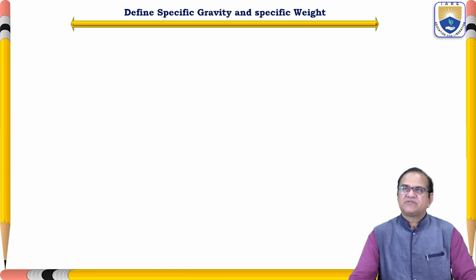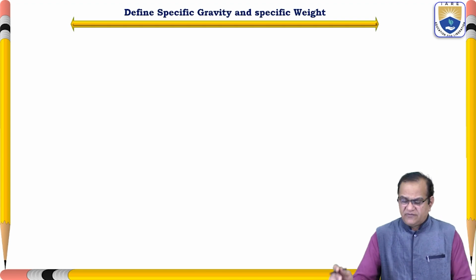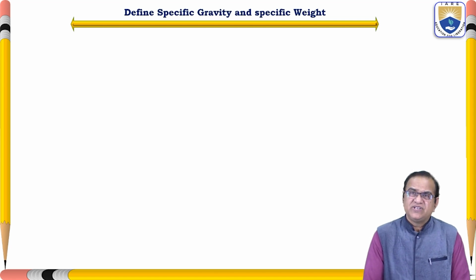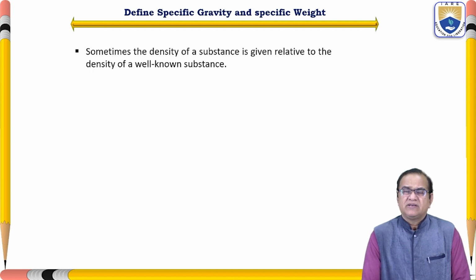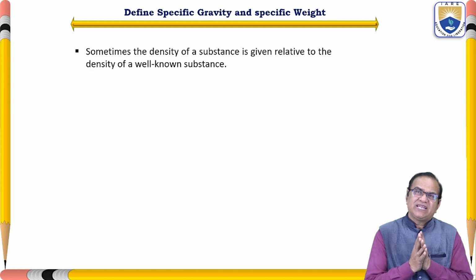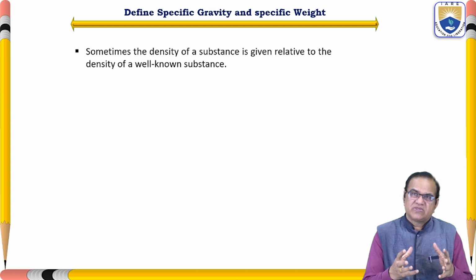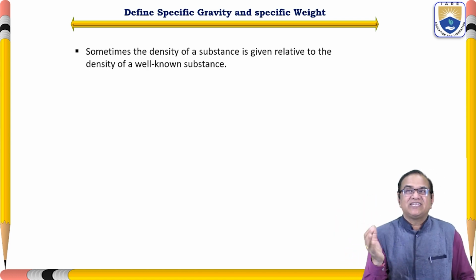Define specific gravity and specific weight. So we have seen some definitions as of now about temperatures. Now we will go for some other definitions, that is, specific gravity and specific weight. Sometimes the density of a substance is given relative to the density of a well-known substance. Per unit volume, the weight of any system is called the density. But this density we can measure with respect to another known density, which is called specific density.